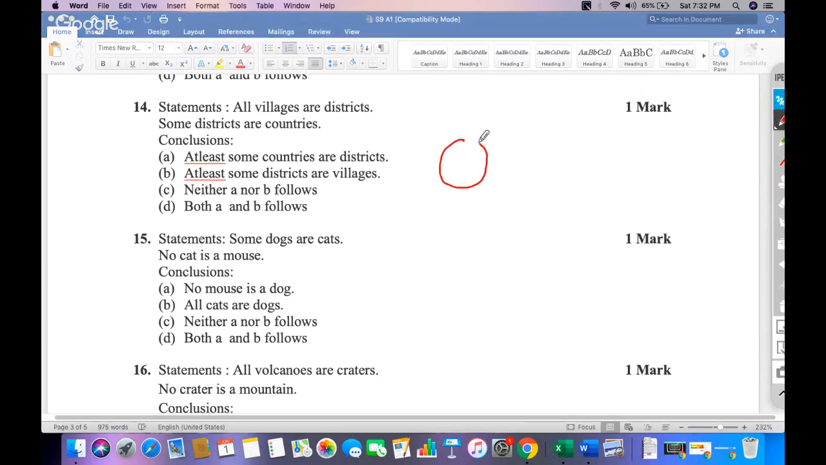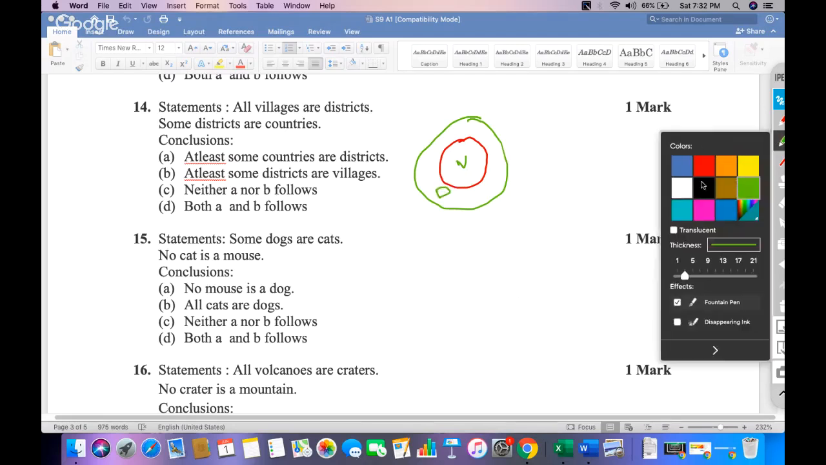Village, and all villages are districts. So this is districts. So this is V, this is D. Now some districts are countries. Some districts are countries can be like this. It can be either like this or it can be like this in overlap with both of them.